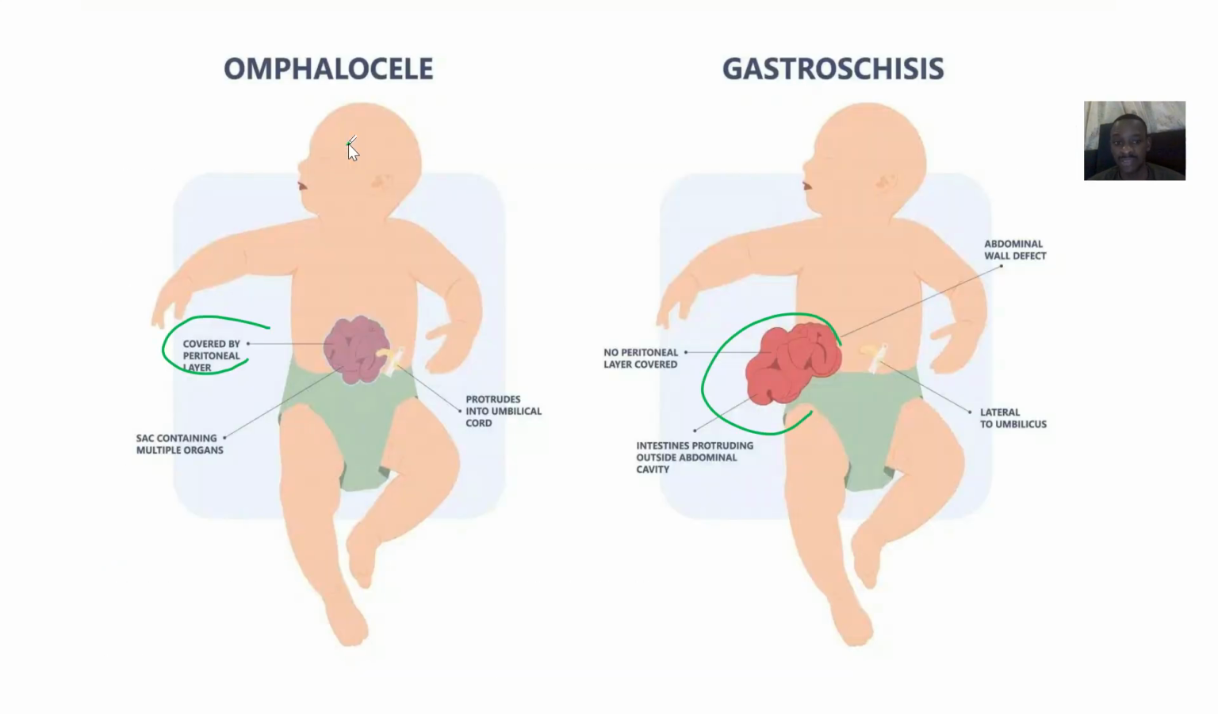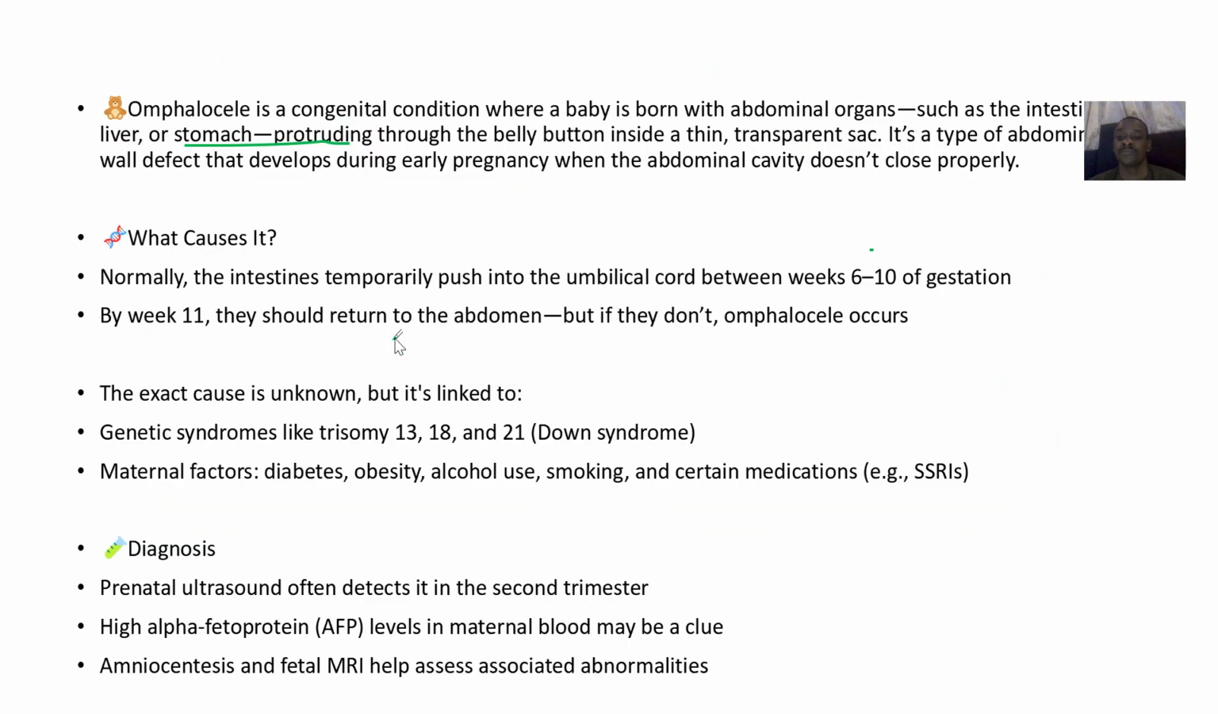Please, you should note this. It's not just a defect on any side of the abdomen like gastroschisis. This is another difference. Omphalocele must come out from the belly button. That's your umbilicus. Okay. So it's a type of abdominal wall defect. It develops during early pregnancy when the abdominal cavity doesn't form to close properly.